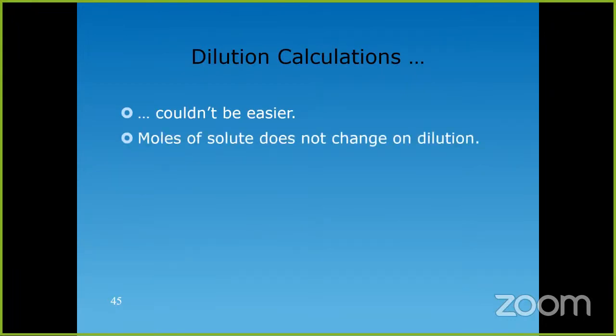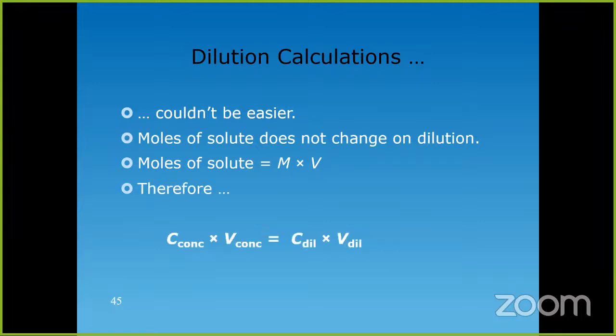So in terms of the actual quantitative calculations involved, it's pretty easy, right? Because the moles of solute does not change on dilution, that means that the moles of solute will be equal to the molarity times the volume, and that product does not change. So therefore, as a result, we can say that the concentration of the more concentrated solution times the volume of that same solution would be equal to the concentration of the dilute solution times the volume of that dilute solution.